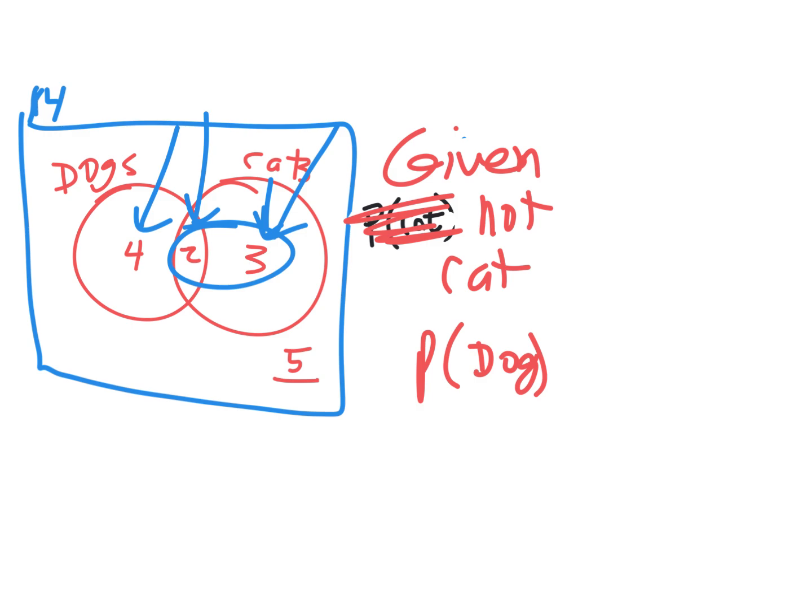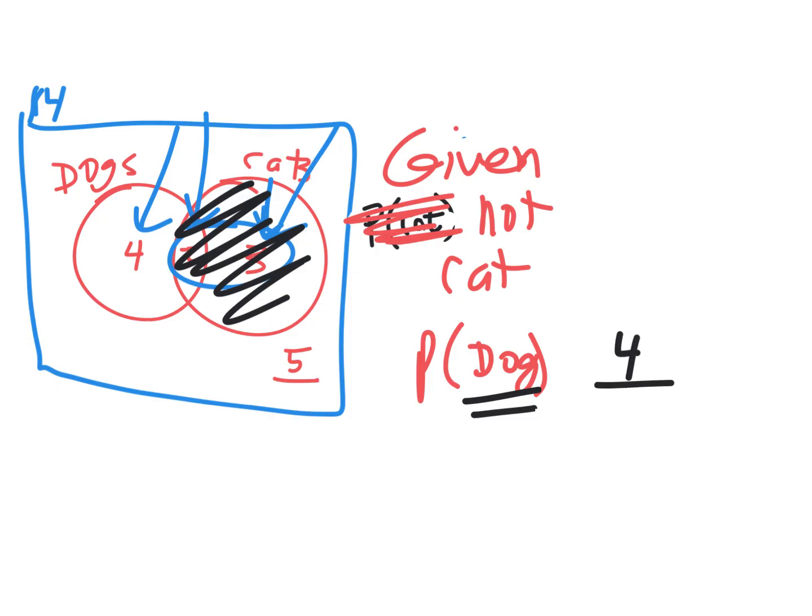Well, when they say not cat, I would scribble out the cat numbers to keep you from by accident using one. And now I only got 2 numbers, the 4 and the 5. What do I want? Dog. And the only number left that goes with dog is 4. Out of 5? No. 4 out of what? 9. Because all the possible people we could pick would be 9 people.